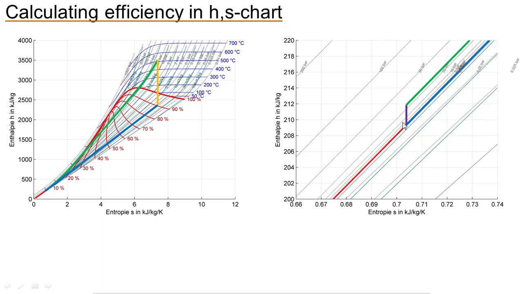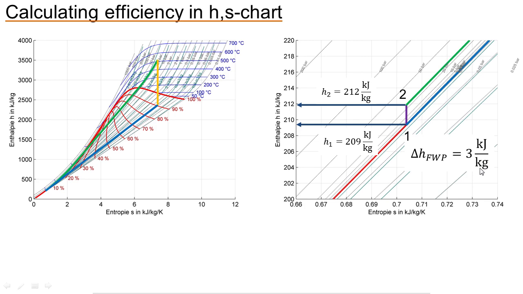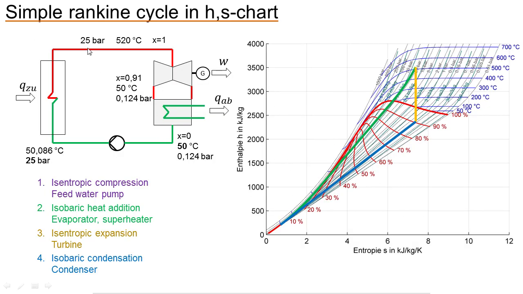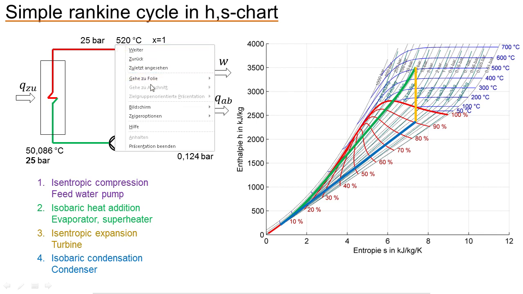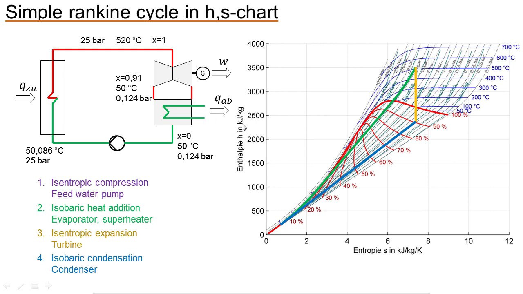If you look at the feed water pump, you can look up these two states, and you see you have 3 kilojoules per kilogram in your feed water pump. At the end of the boiler, you have 3,507. I will show you now how to get 3,507. Just go back, and you see you have 25 bar and 520 degrees Celsius. So if I want to know exactly how much I have, I use a tool for MATLAB.